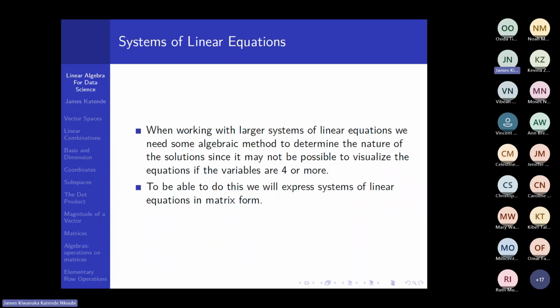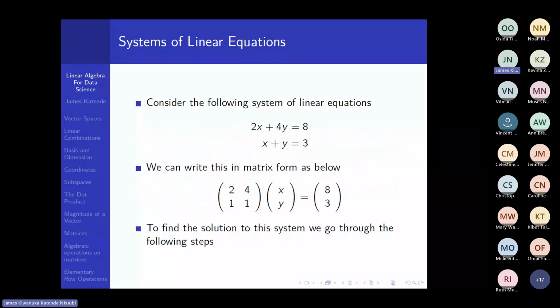So we have talked about this. We want to look at some algebraic techniques that can enable us to handle larger systems comfortably. So how we shall do this is we shall use the knowledge we have learned from matrices and apply it here. So we'll give the steps that you need to go through to solve.